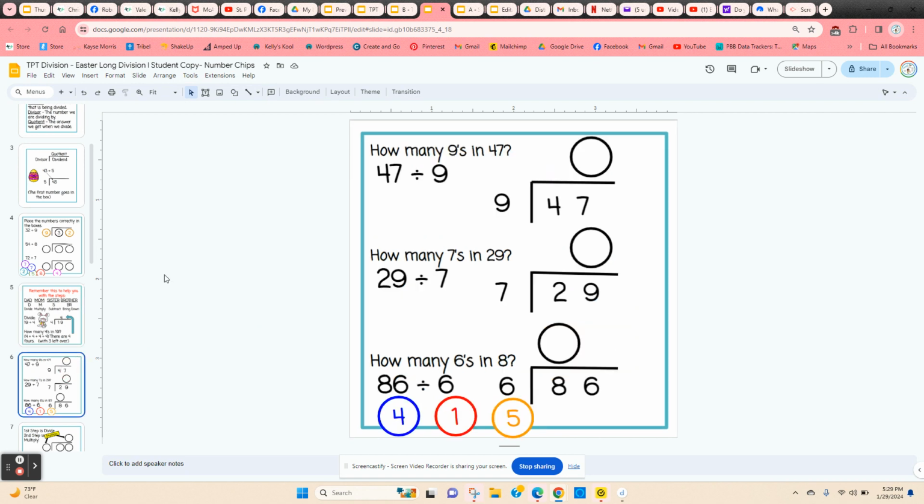So the first step is just division. So 47 divided by 9. Well, 9 doesn't go into 47 evenly, but it will go into 47 5 times. So they click and hold on the 5, and there's only 3 choices on this slide, with some left over. 7 goes into 29 4 times with some left over, and 6 goes into 8 1 time. So that's the division step.